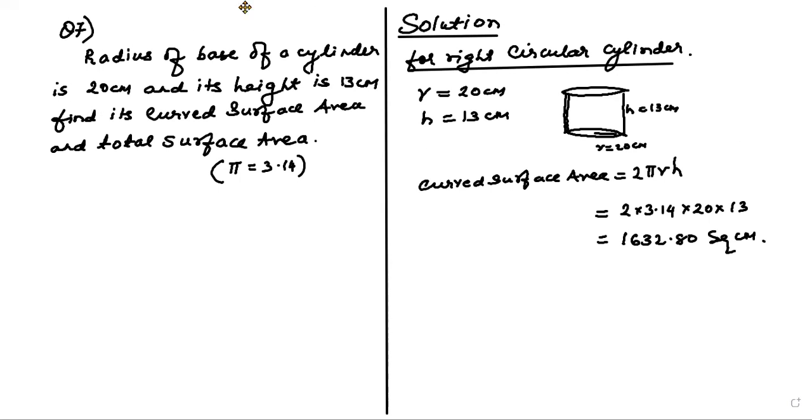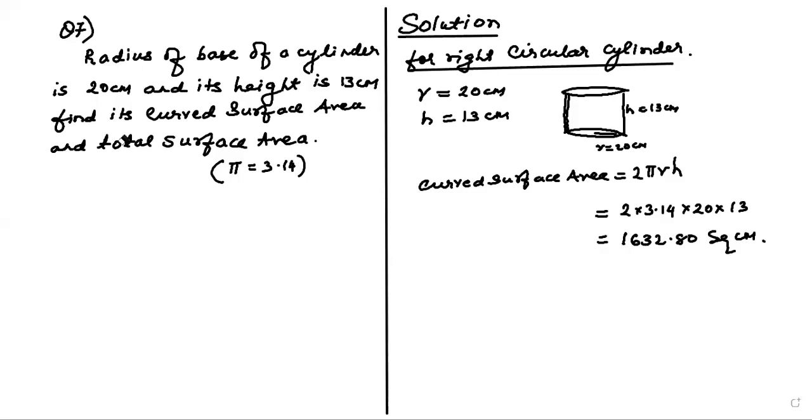Then find total surface area also, children. I forgot, I said next one. But total surface area is given by the formula, and it has to be a bigger number than this 2 pi r h.